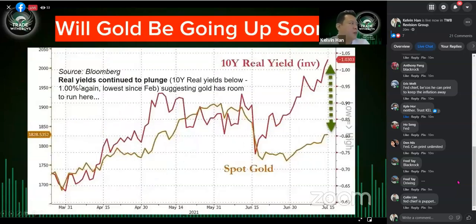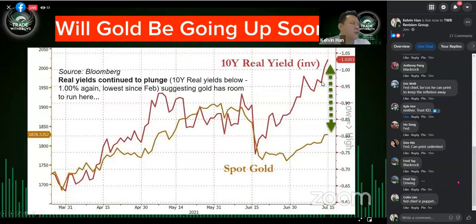And of course, the real yields continue to plunge. The real yield is inverted, take note of that. Real yield means inverted, the other side. So you can see that when the real yields were going up recently, the gold price went up. Then when the real yield came down, the gold came down. Now the real yield goes up so fast, because the yield on the 10-year actually cooled off very fast, the gold is not able to follow through with it.